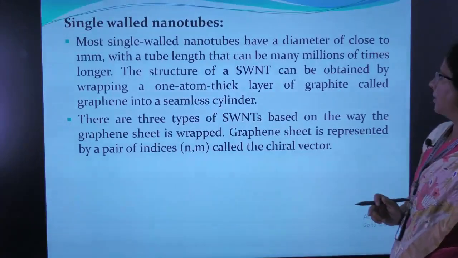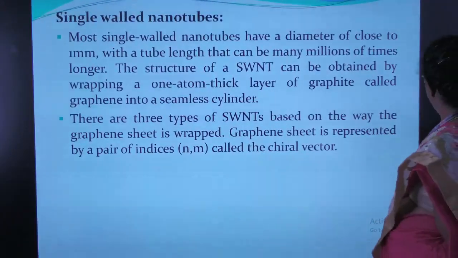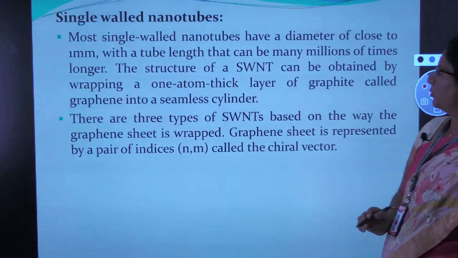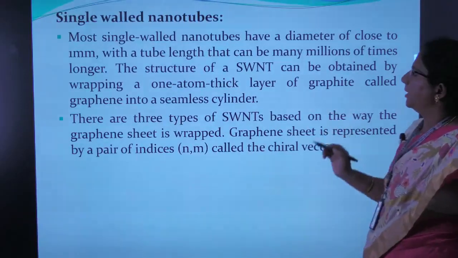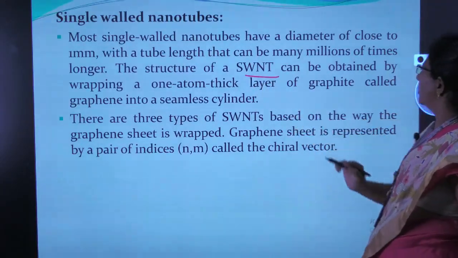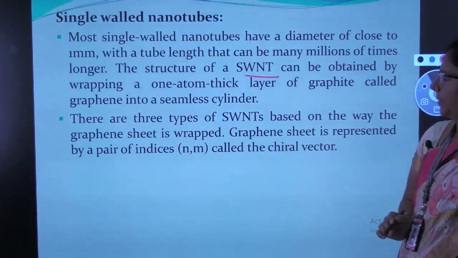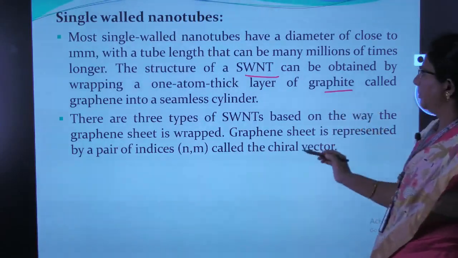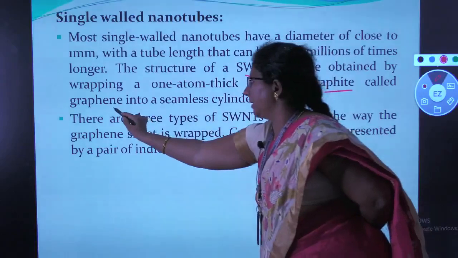So coming to the single walled carbon nanotubes, they have a diameter of close to 1 nm with a tube length that can be many millions of times longer. The structure of the single walled carbon nanotube can be obtained by wrapping a 1 atom thick layer of graphite, nothing but graphene, into a seamless cylinder.